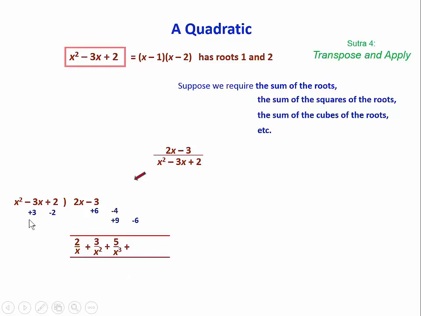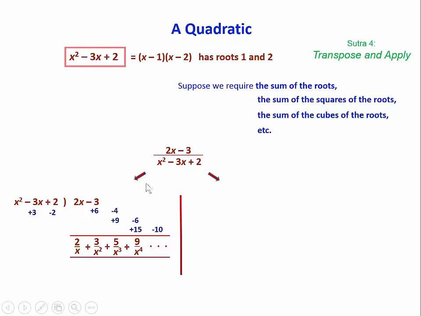Then we take the 5, multiply it by the transposed digits, and we get plus 15 and minus 10 in the next two columns. We add up in the next column there again, and we get 9. So 9 over x to the 4th, and we can continue like that. Now, before we explain what the use of this is, let's do this a different way.